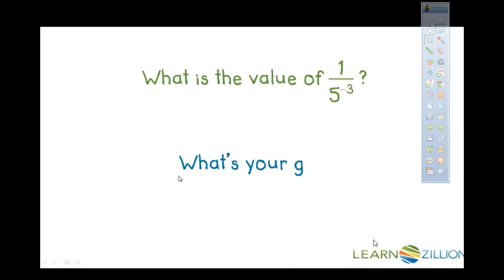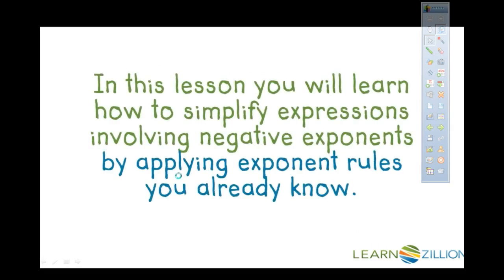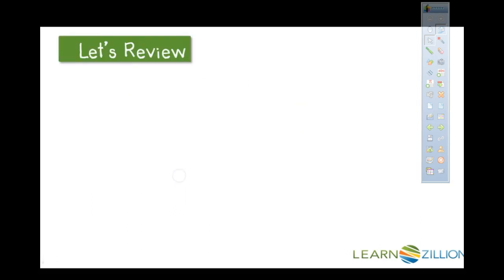What's your guess? In this lesson, you will learn how to simplify expressions involving negative exponents by applying exponent rules you already know. Remember, any base raised to the exponent of 0 is 1, and any base raised to a negative exponent is equal to 1 divided by that base raised to the opposite or positive exponent. Also, to divide a fraction, a over b, by a fraction c over d, you would multiply a over b by the reciprocal of c over d, which would be d over c.